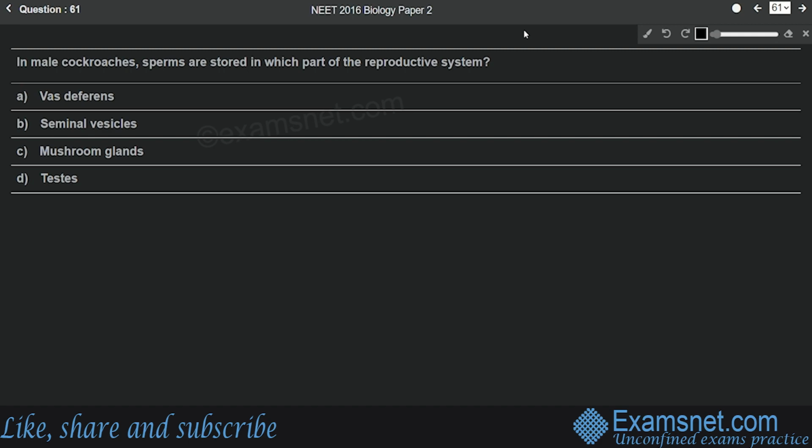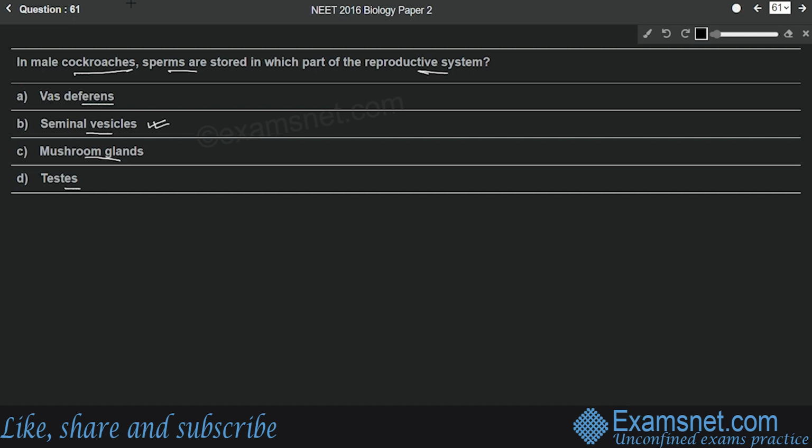Question number 61 is from the chapter Structural Organization in Animals, and the question is, in male cockroaches, sperms are stored in which part of the reproductive system? Options are vas deferens, seminal vesicles, mushroom glands and testis. And the correct answer is option B, that is seminal vesicles.